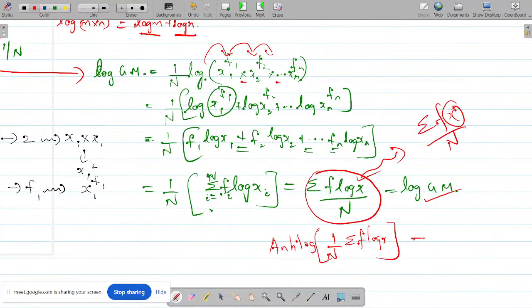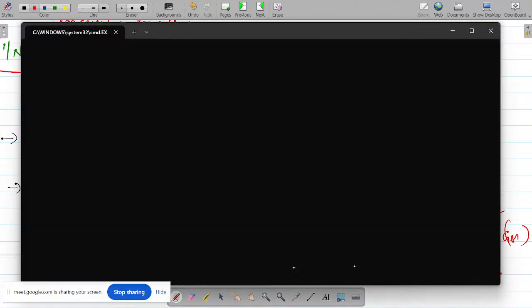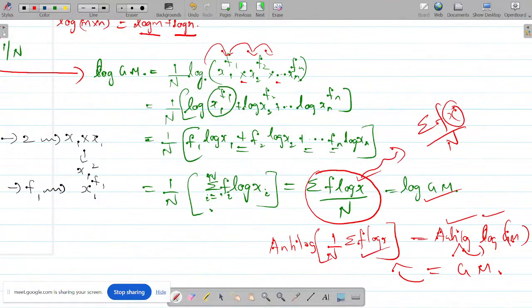And on the other side, I have anti-log of log of geometric mean, which means this and this will get reversed, like inverse functions. So this will come back as the geometric mean. So what's the formula for geometric mean in terms of log and anti-log? Geometric mean is anti-log of 1 by n summation f log x.